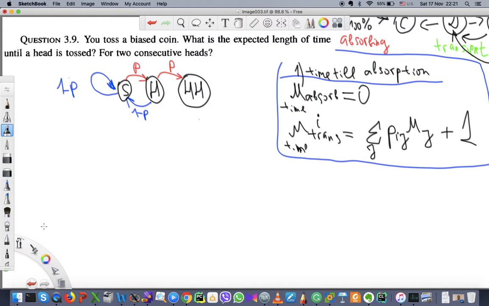Now let's define our states. HH is a target state. Once we get there, it's all over. So this is our absorbing state.